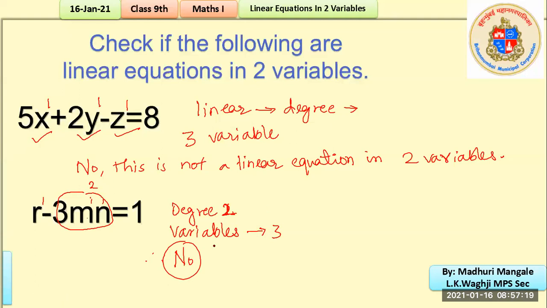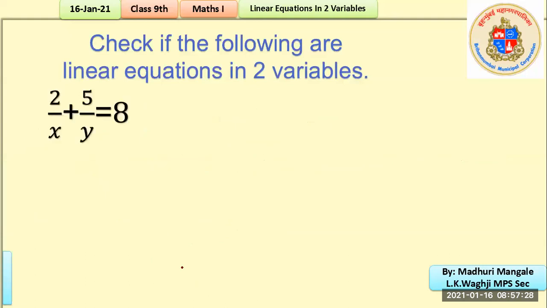Both the criteria fail. First, the degree is 2. Second, there are three variables. So this is not a linear equation in two variables. Let us look at another problem.